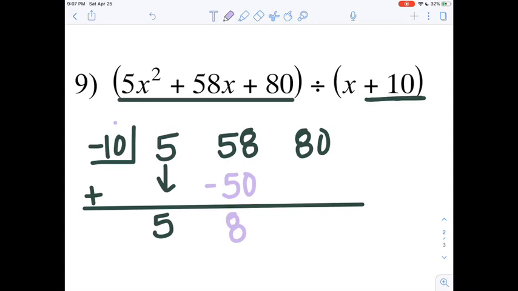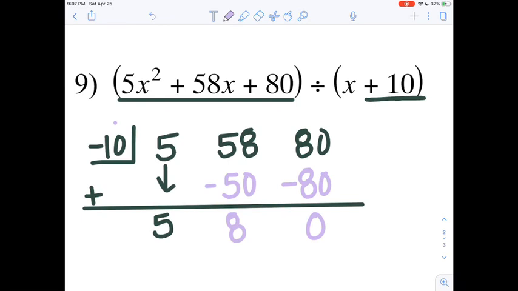Every time you get a number below the line, then you've got to multiply that number by the number in the box. So I'm going to do 8 times negative 10, which is negative 80, and I'm going to put that in the next blank space. I'm going to add those two together, and I get 0.